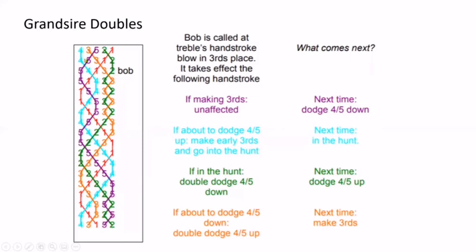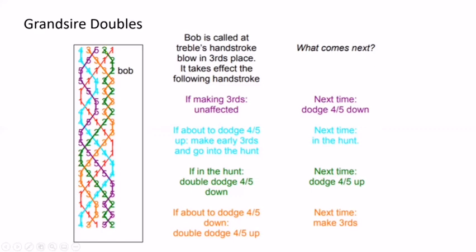So let's have a look at the bell that was going to make thirds at the lead end. It still does at the bob. That bell is unaffected. Have a look now at the bell that was going to dodge 4/5 up. It's the fourth one coloured in light blue. Instead of going up to 4/5, the bob is called and it makes an early thirds and goes into the hunt.